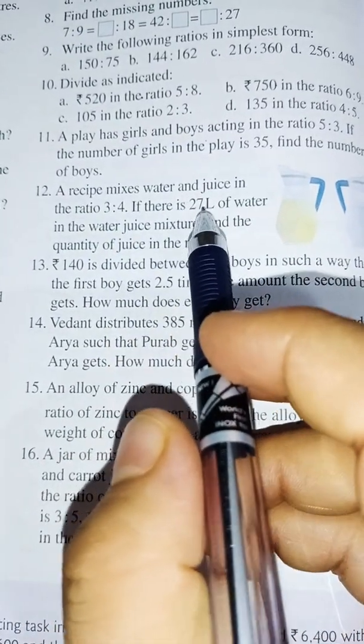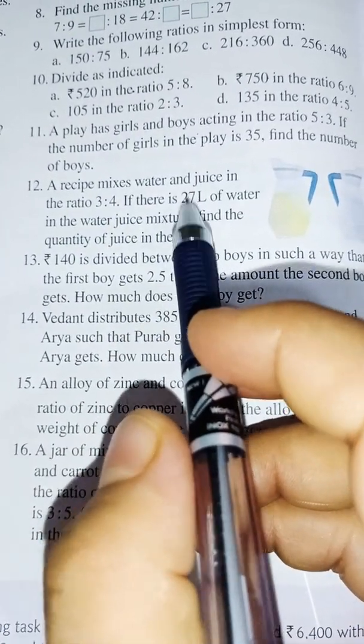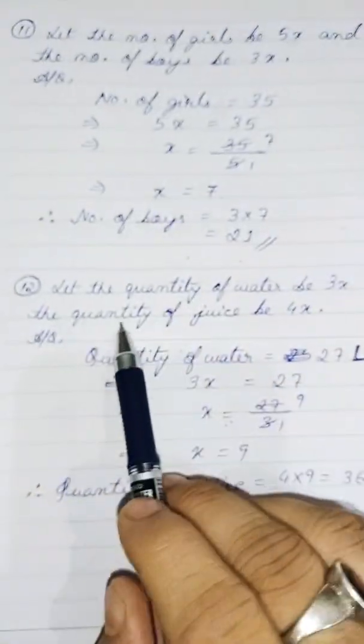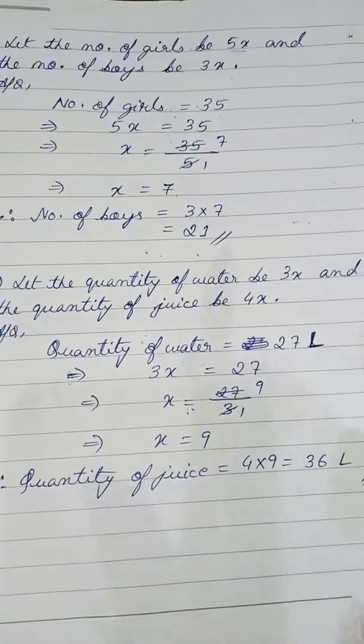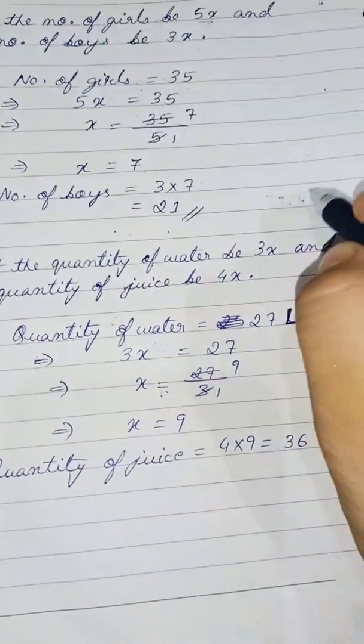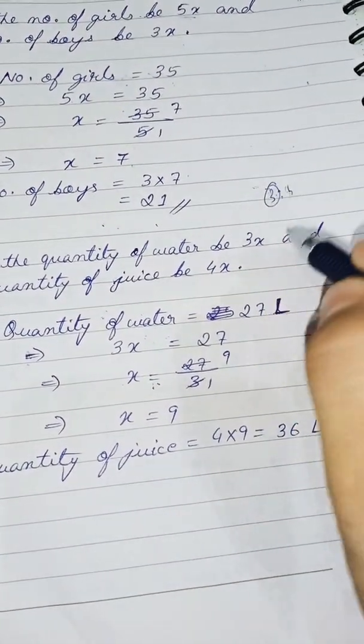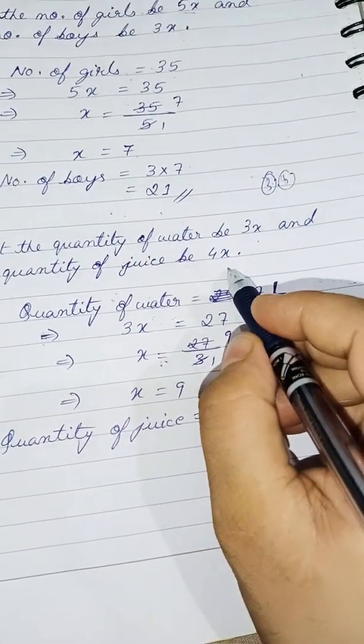Now how much water is there? It is given as 27 liters. Then how much juice was there? You have to find out. It's the same way you have to do. Let the quantity of water be 3x. According to the ratio, it is 3:4. So for water it will be 3x and for juice it will be 4x.